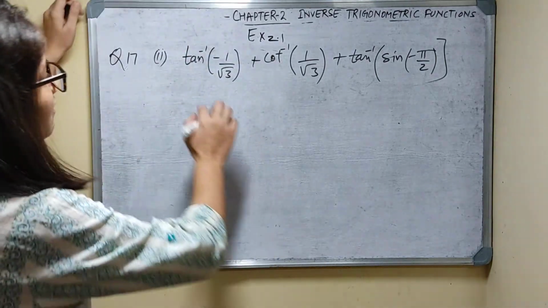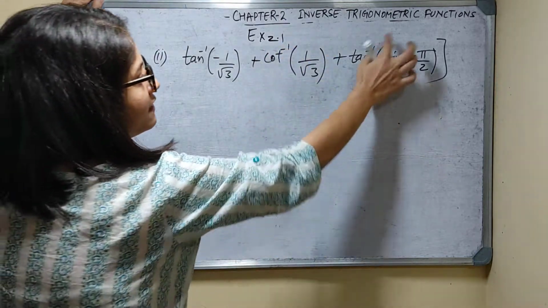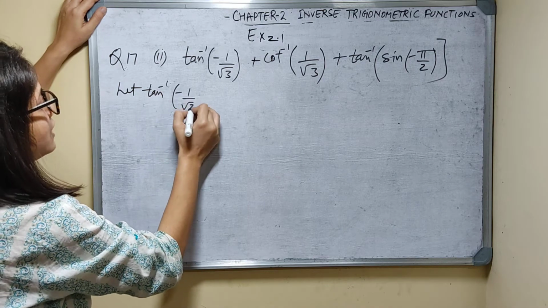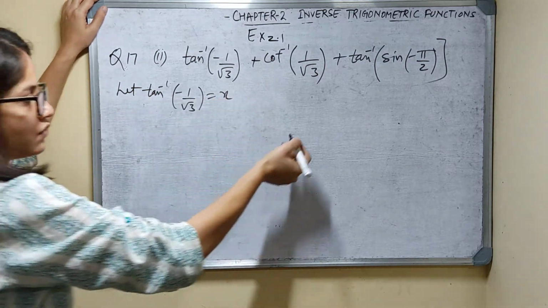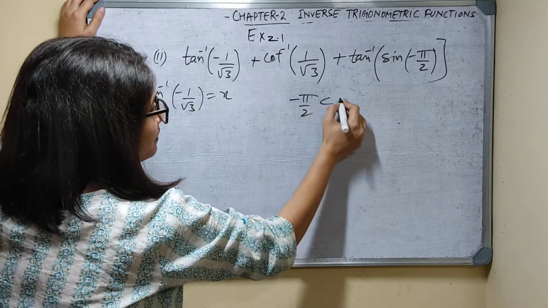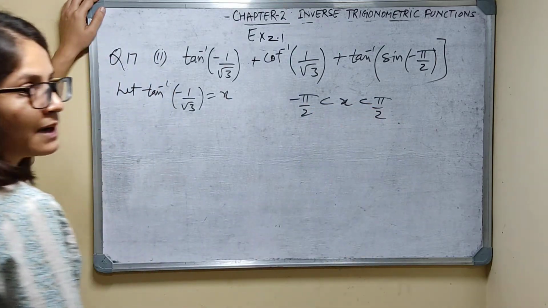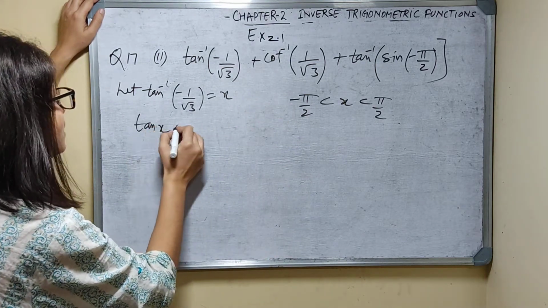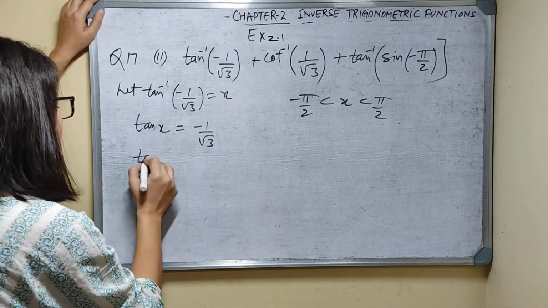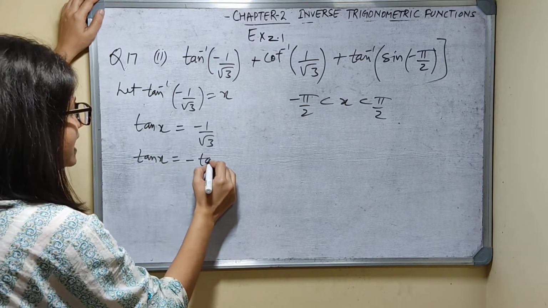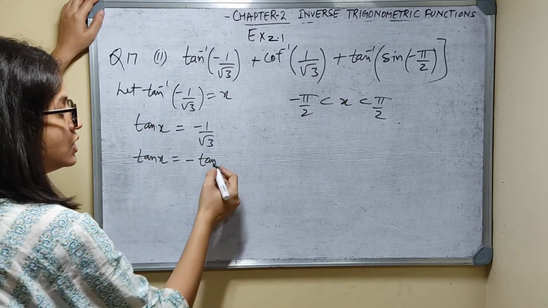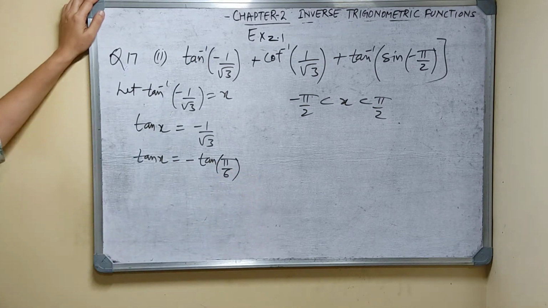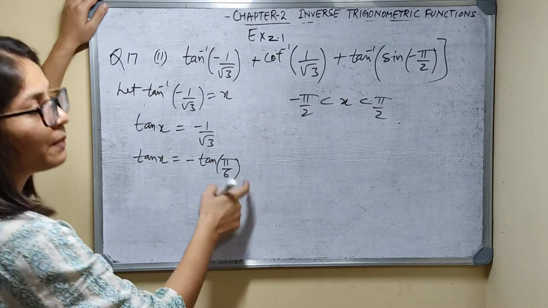So, you can see I will take this as x, this as y and this as z. Let tan inverse of minus 1 by root 3 be x. I know that for tan inverse, the value lies between minus pi by 2 to pi by 2. You can't take minus pi by 2 and pi by 2 themselves. So I can write tan x is equal to minus 1 by root 3. The value of tan 30 degrees is 1 by root 3, so pi by 6.